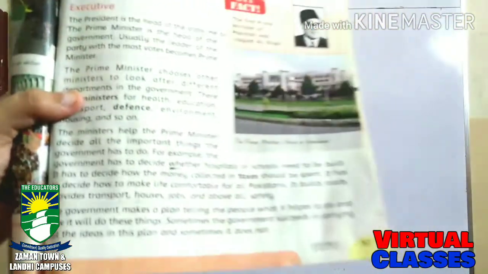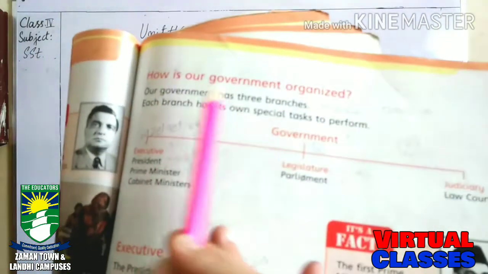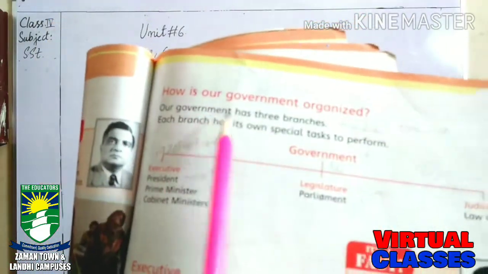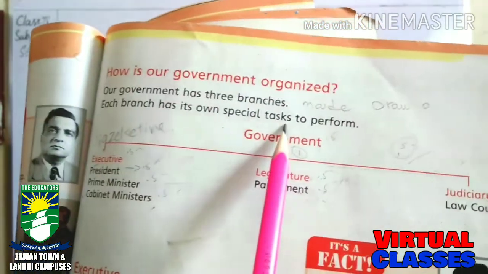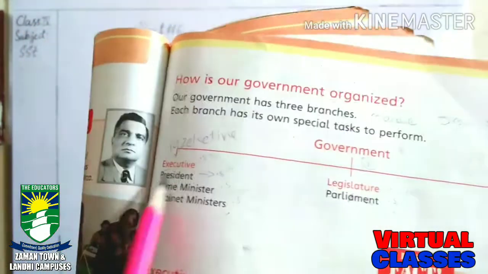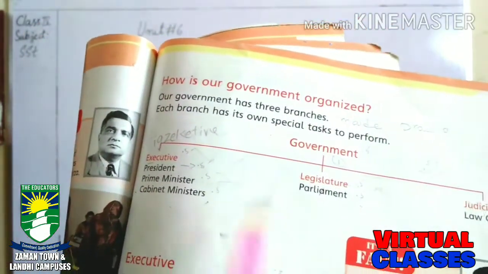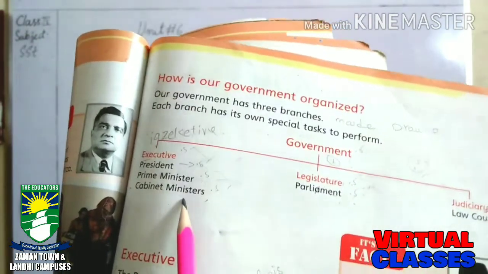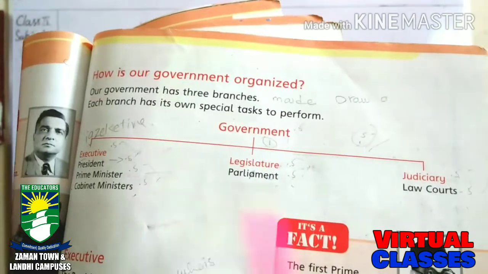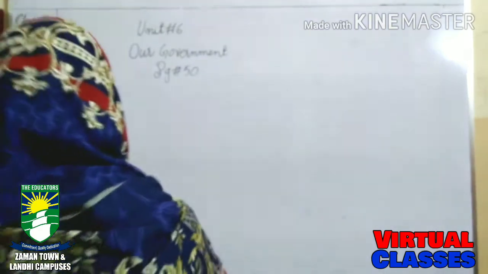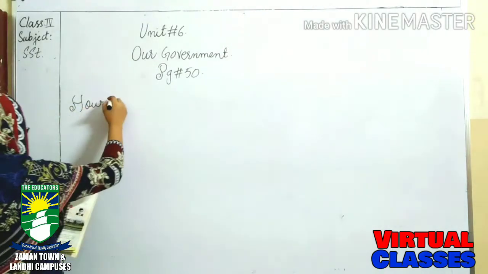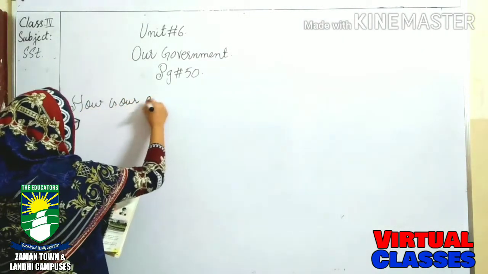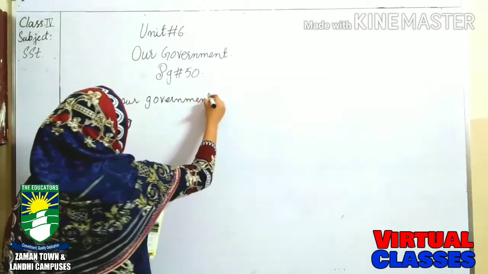Page number 51. Now, how is our government organized? Our government has 3 branches. Each branch has its own special task to perform. The first one is the executive. In this, the president, prime minister, cabinet ministers. Then the legislature, parliament, then the judiciary, law courts. First, how is our government organized?